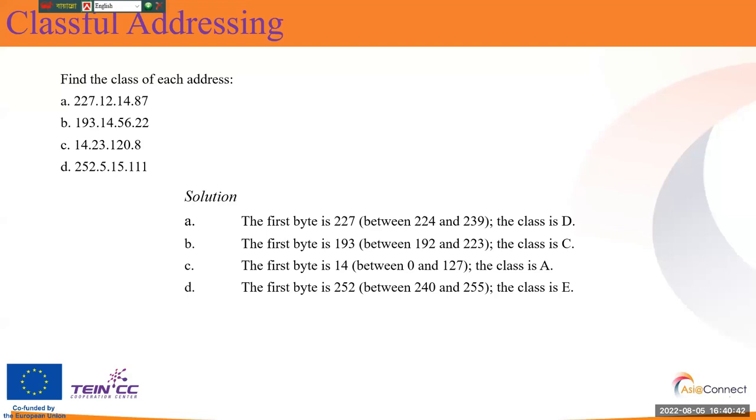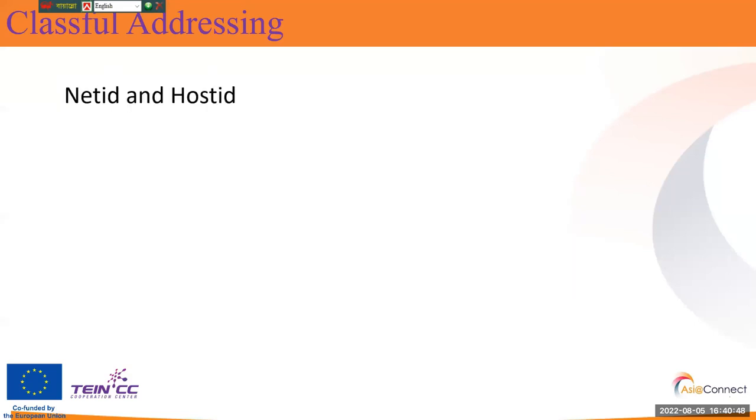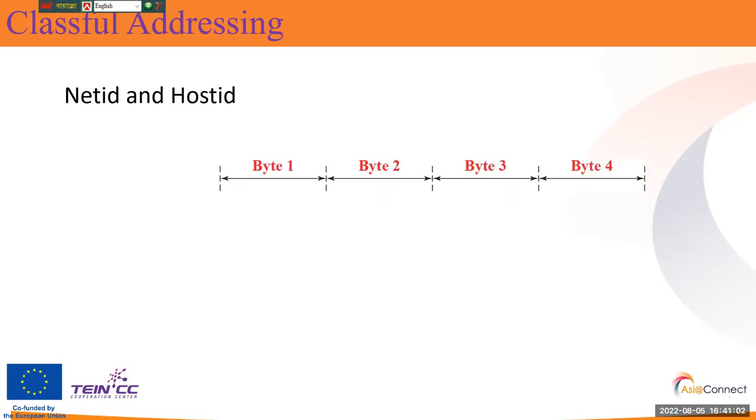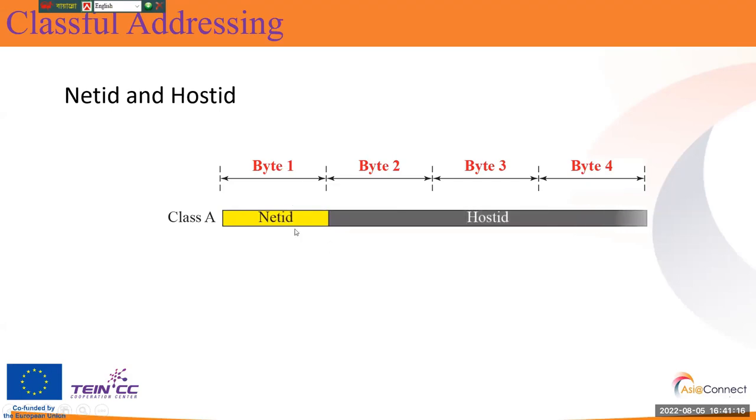Okay, now classful addressing. Now we need to know the net ID and host ID. Basically, we have already seen the different kinds of classes with addresses. So now we need to know which part is the network ID and which part is the host ID. Since the IP address is 4 bytes, for class A, the network ID is the first 8 bits and the rest, 24 bits, is the host ID.